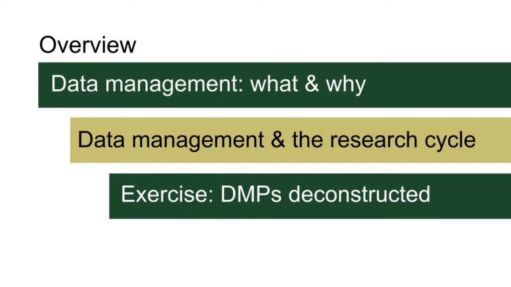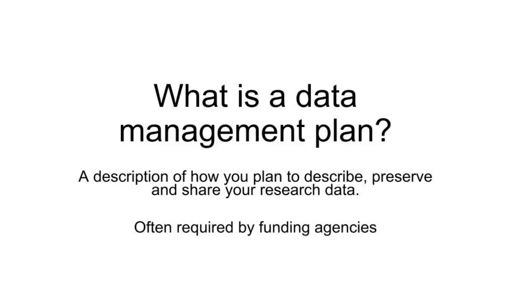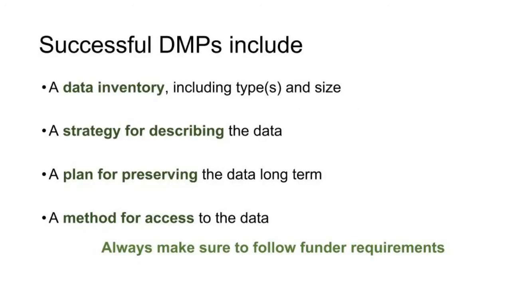Now let's do an exercise and deconstruct what goes into a DMP. A data management plan is a description of how you plan to describe, preserve, and share your research data. They're often required for grant applications. While the specifics vary by funder, successful data management plans include a data inventory, a strategy for describing the data, a plan for preserving the data, and a method to access the data. Always make sure to check your funder's requirements.